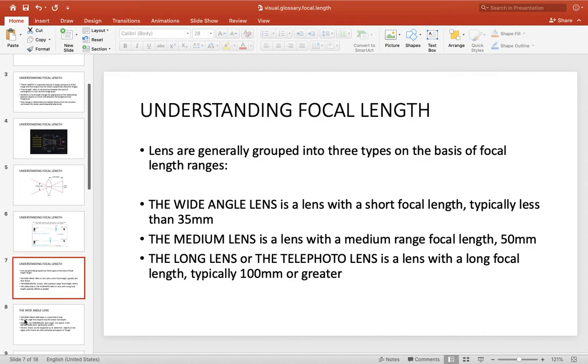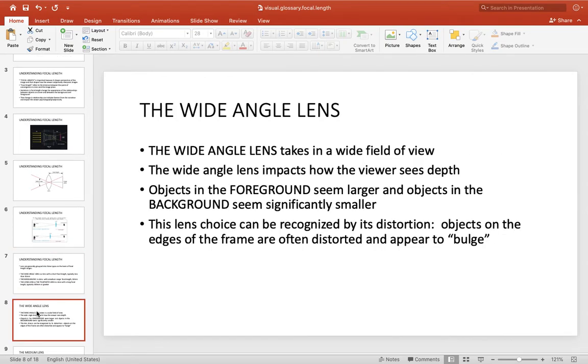Let's keep going. The wide angle lens. This is what the wide angle lens does, and I'm going to tell you how you can recognize a shot that has a wide angle lens. This is the part that I couldn't understand for years and years, so I'm going to try to explain this part as clearly as possible. As I've already said, the wide angle lens takes in a wide field of view. That's why it's called the wide angle lens.